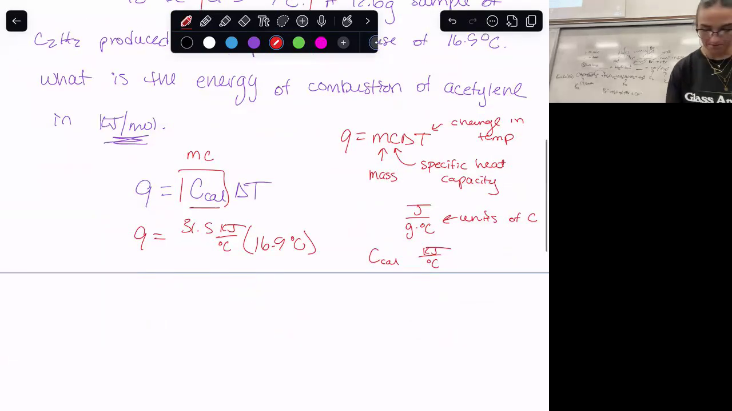So you get Q is equal to 532.25 kilojoules. And so how do we get to kilojoules per mole?